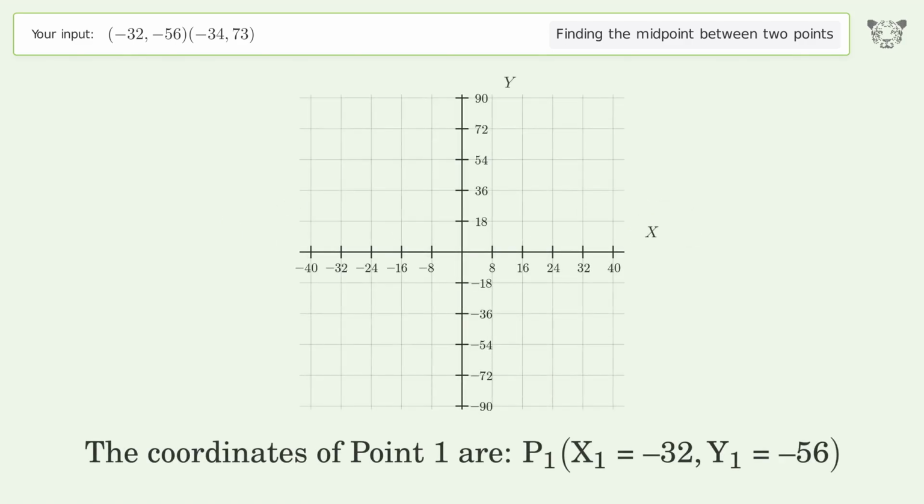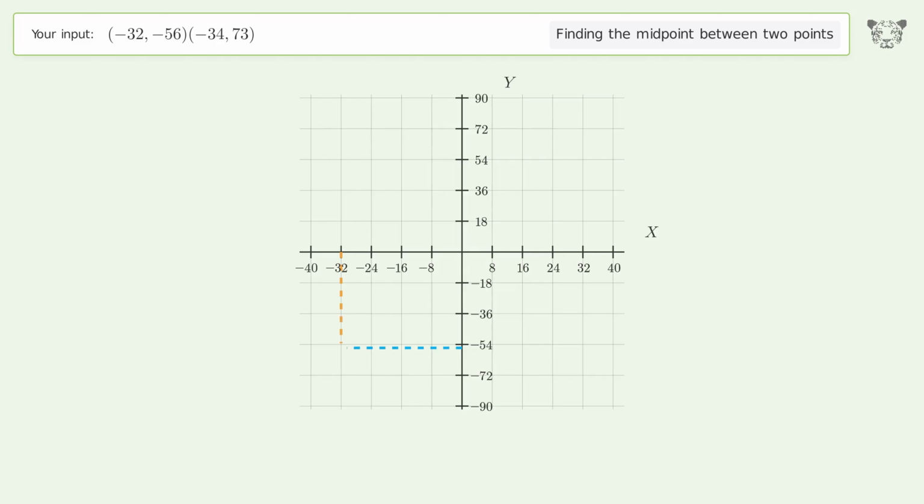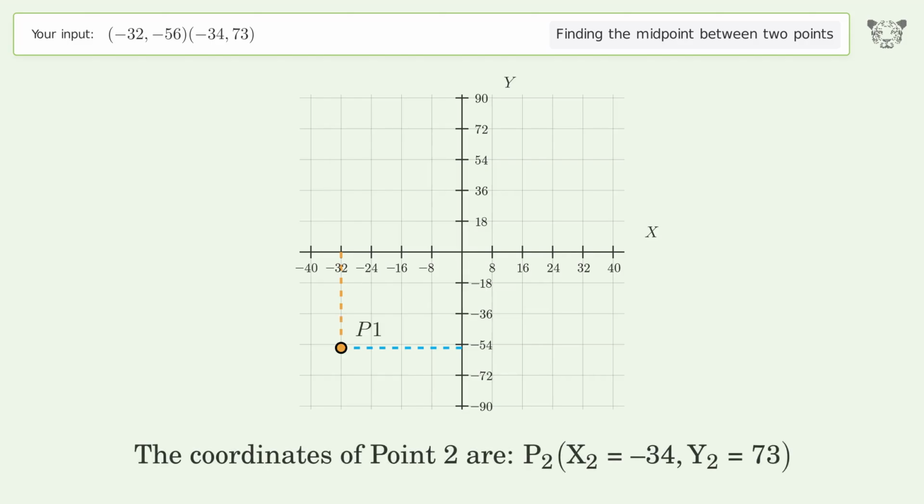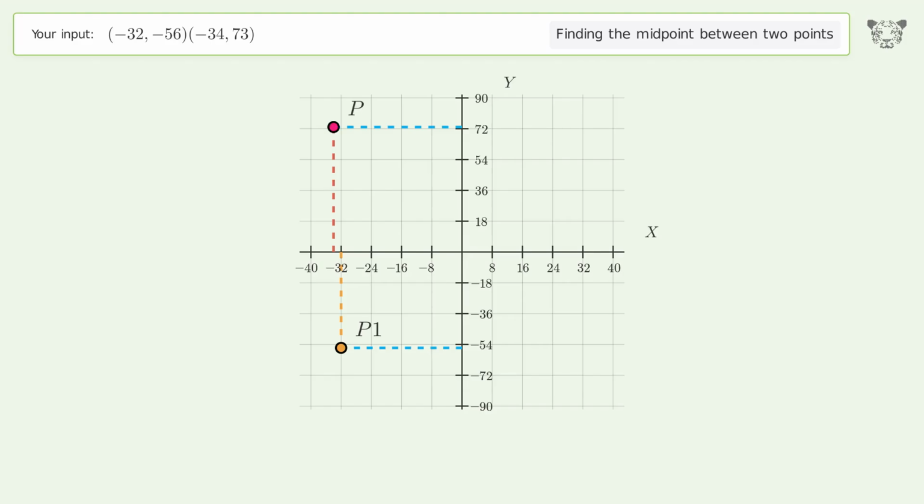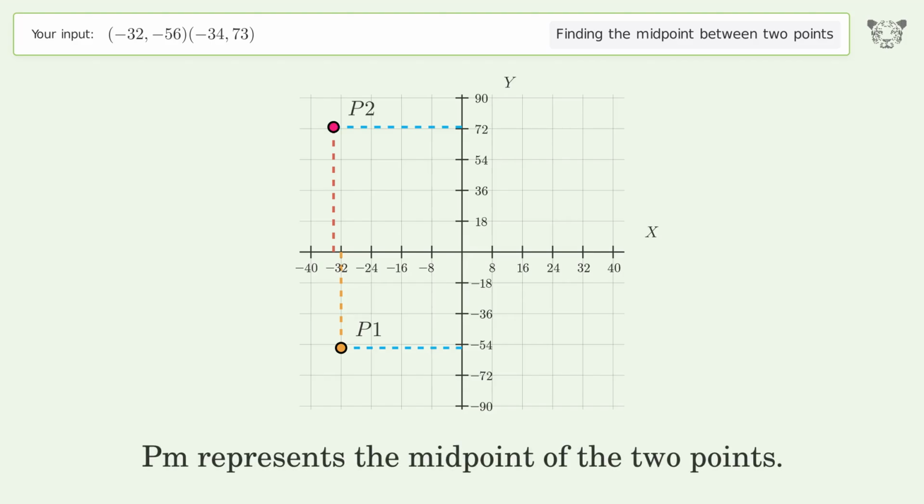The coordinates of point 1 are x1 equals -32, y1 equals -56. The coordinates of point 2 are x2 equals -34, y2 equals 73. PM represents the midpoint of the 2 points.